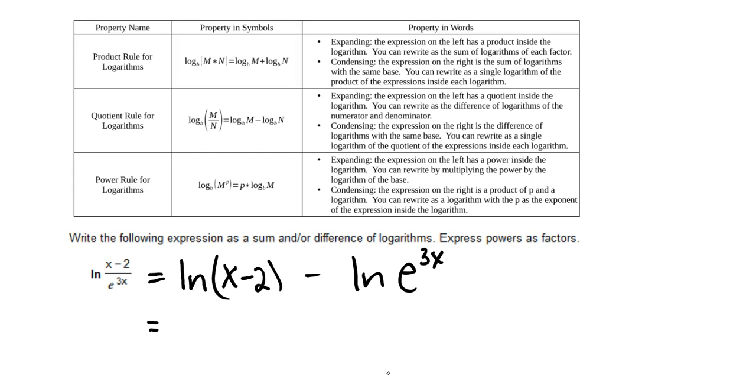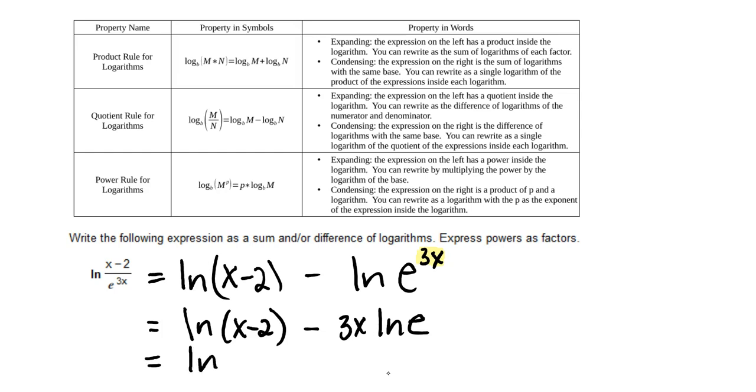Natural log of x minus 2, we're going to leave in that format. It's as simple as we're going to get it, because it doesn't have a product, a quotient, or a power inside that logarithm. For natural log of e to the 3x, we have a power, so we can use the power rule, and we're going to take that exponent or power and multiply it by the log.